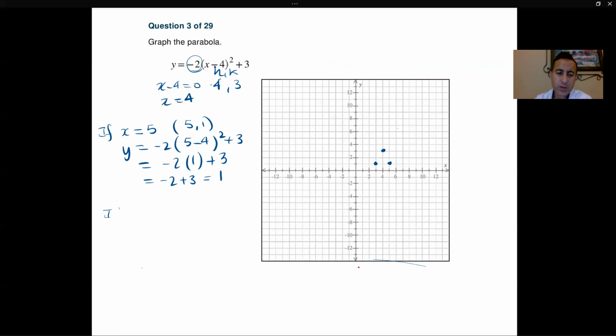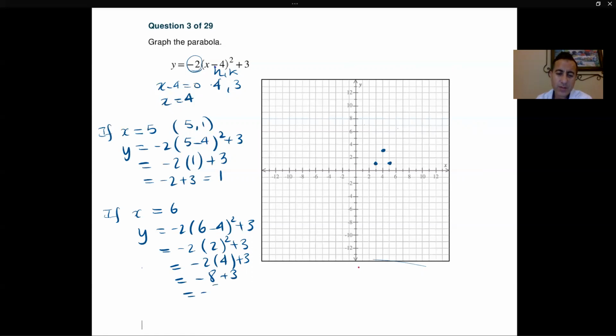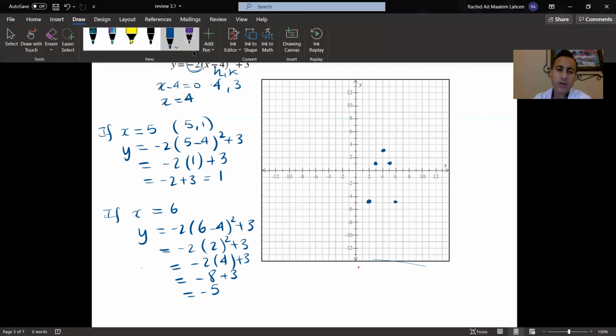Let's try another one. If x equals 6, then y is going to be negative 2 times (6 minus 4) squared plus 3. Negative 2 times 2 squared plus 3. Negative 2 times 4 plus 3. Negative 8 plus 3, and that's negative 5. So for 6, it's going to be negative 5, which means for 2, it's also going to be that.